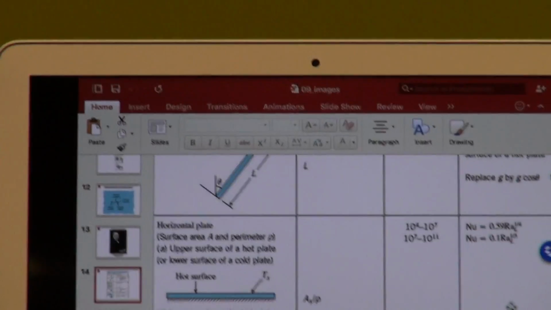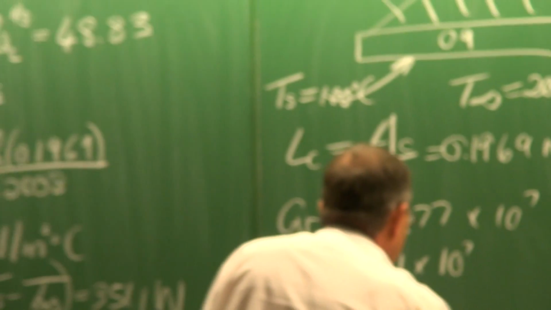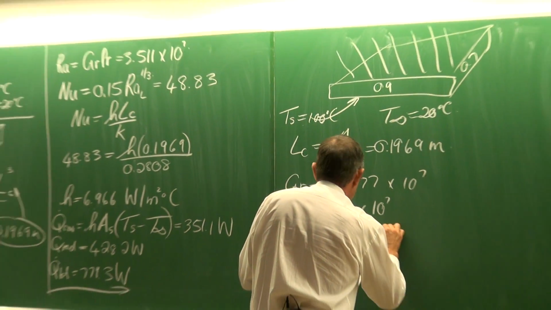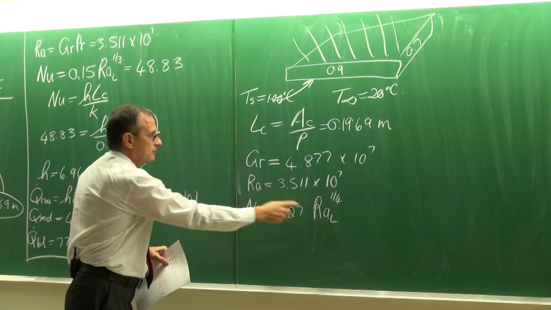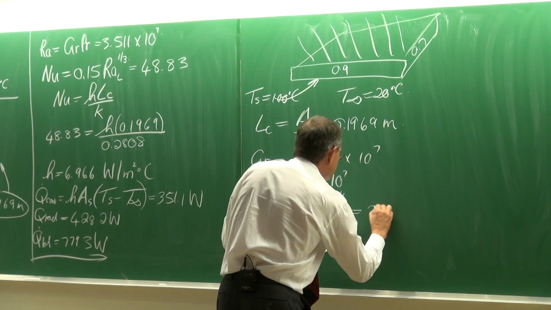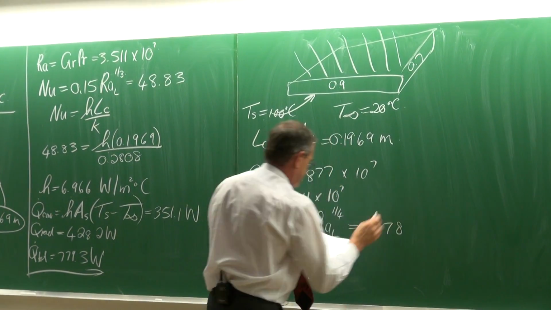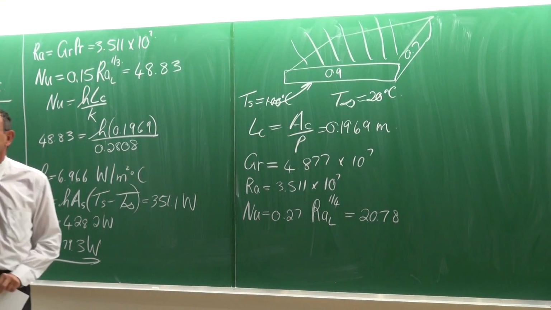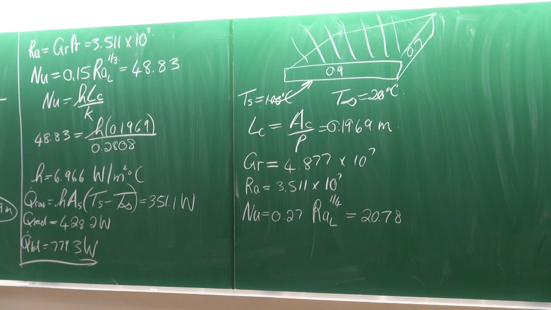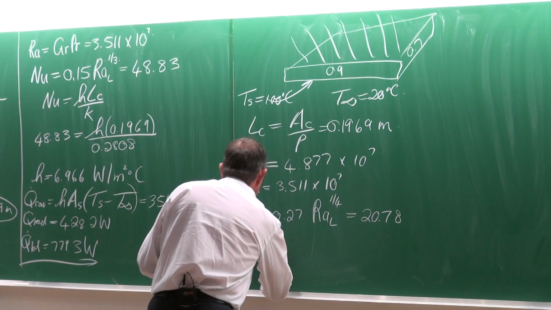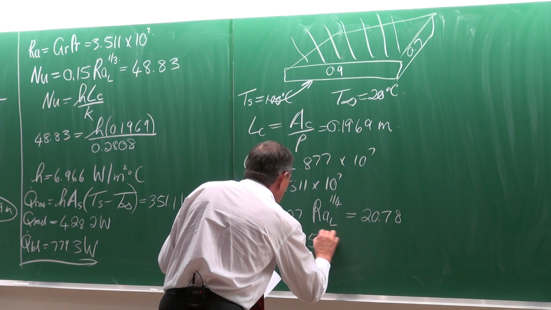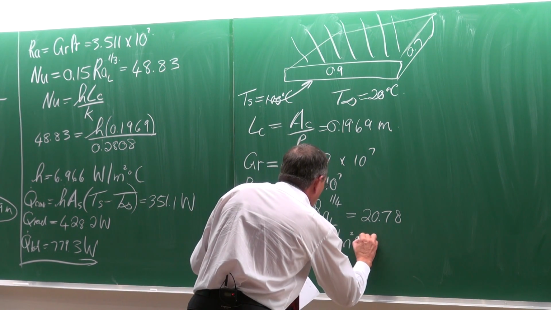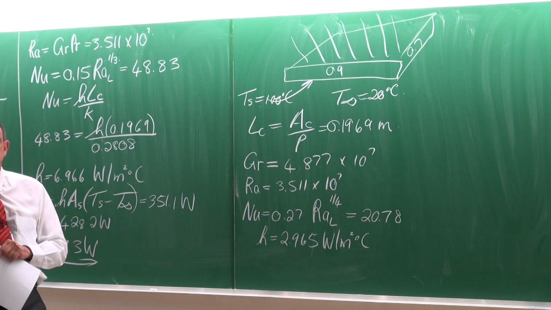So the Nusselt number is then equal to 0.27 multiplied by the Rayleigh number based on the characteristic length, to the quarter. We can do the calculation, and that gives us a Nusselt number of 20.78. Calculations are exactly the same. The characteristic length is exactly the same. It gives us a heat transfer coefficient of 2.965, approximately 3 watts per square meter degree Celsius.